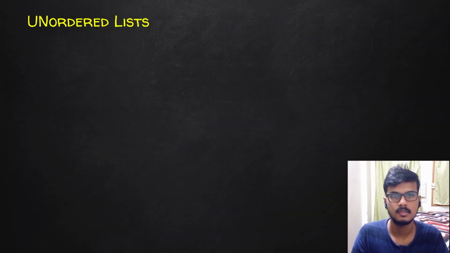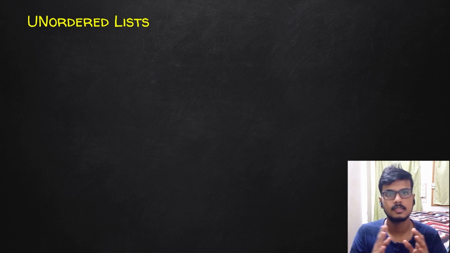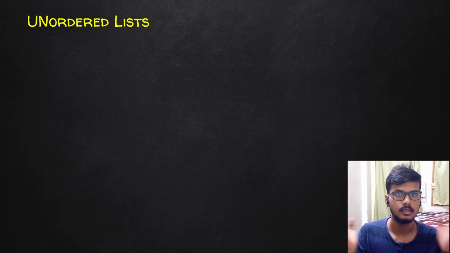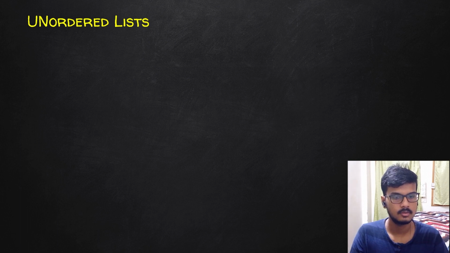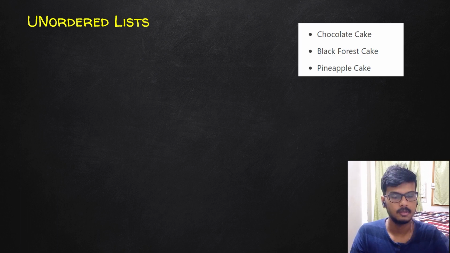So what exactly does it mean by unordered list? Let's split the words: unordered list, which is a list that is unordered. Let's see how it looks. It looks like this on the screen: chocolate cake, black forest cake, pineapple cake. So this is an unordered list.